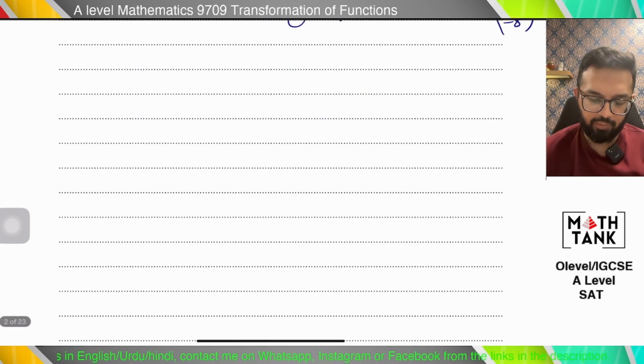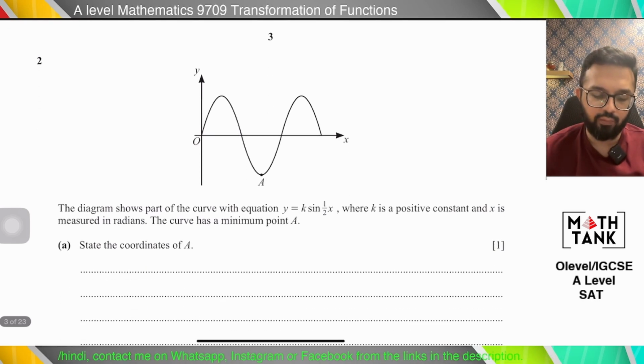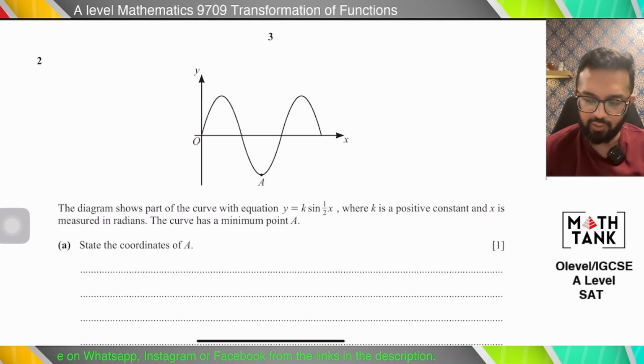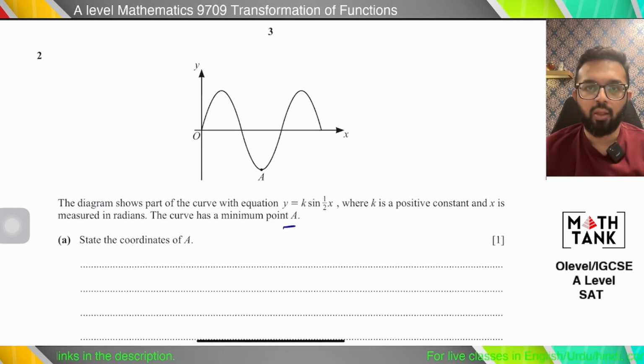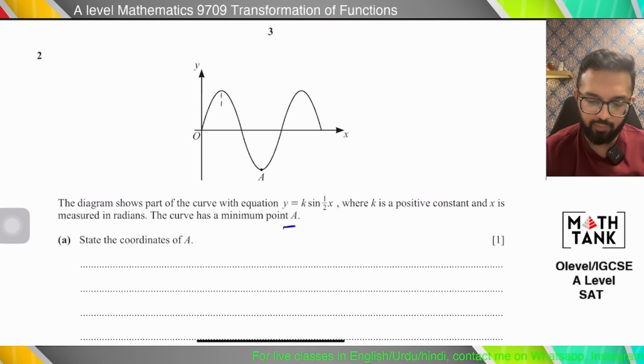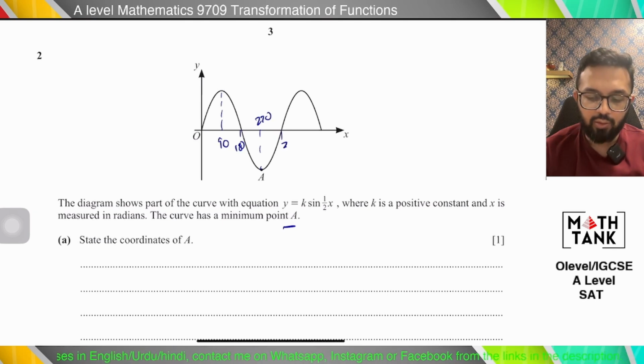Okay, for the next question we have this. The diagram shows part of the curve this. If k is a positive constant and x is measured in radians, the curve has a minimum point at A. Now typically the sine curve goes from 90 to 180 to 270 and 360, but that's the normal case of a sine x graph.